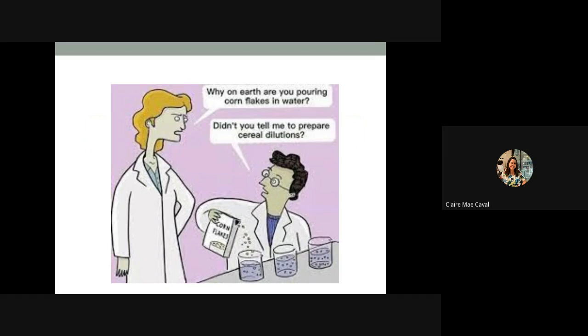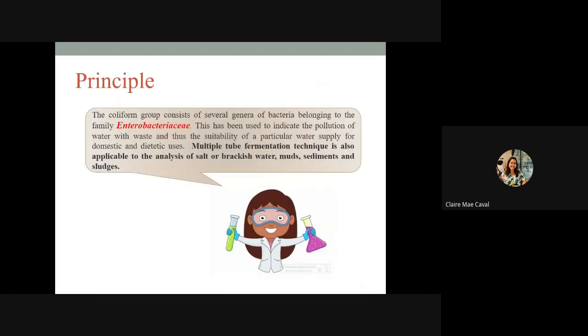From the word itself, multiple tubes, so many tubes will be used here. The coliform bacteria consist of several genera of bacteria belonging to the family Enterobacteriaceae. This has been used to indicate the pollution of water with waste, and thus the suitability of a particular water supply for domestic and dietetic uses. The multiple tube fermentation technique, class, is also applicable to the analysis of salt or brackish water, mud, sediments, and sludges. So this is what I mean by wastewater and recreational waters.